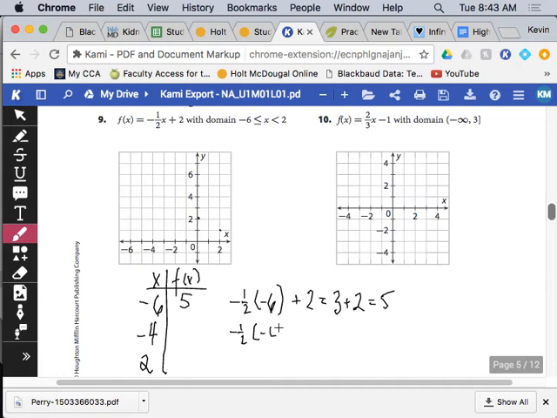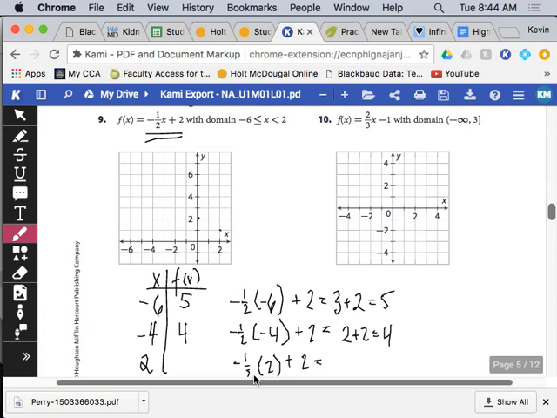-1/2 of -4 plus 2 equals, remember I'm plugging into this function. Negative times negative is positive. 1/2 of 4 is 2. 2 plus 2 equals 4. -1/2 of 2 plus 2 equals -2. 1/2 of that is -1 plus 2 equals 1.